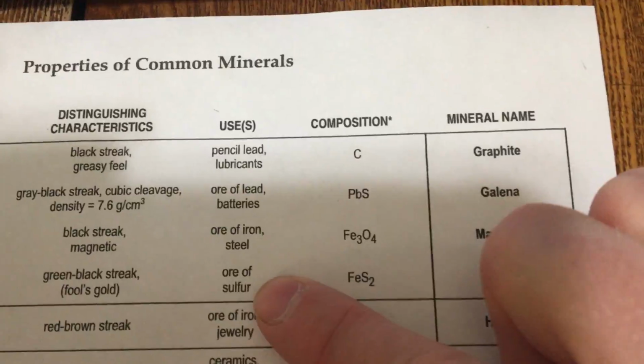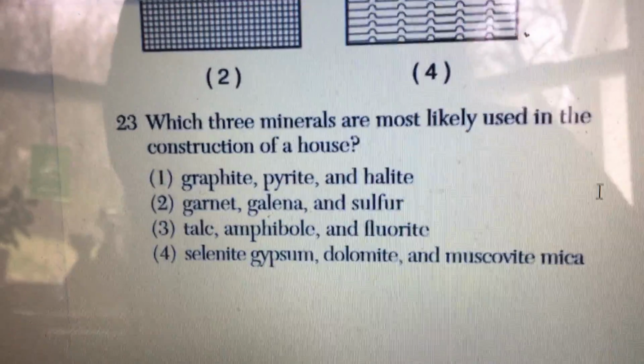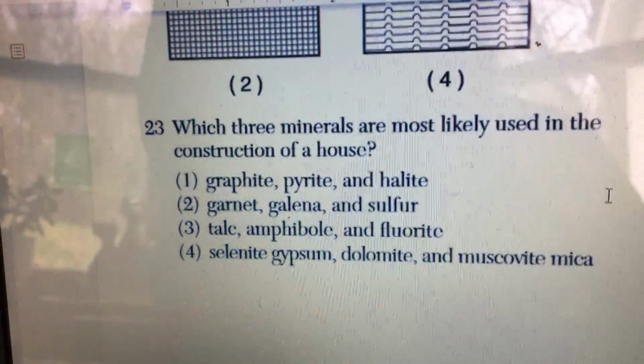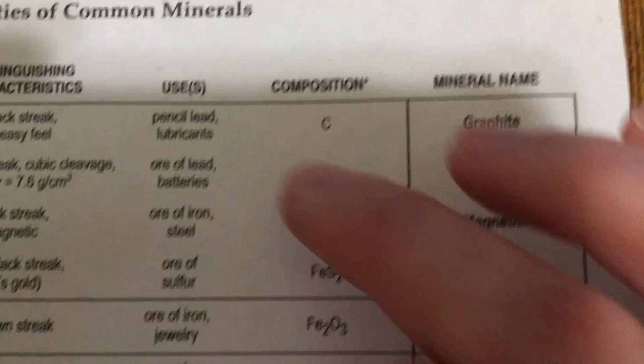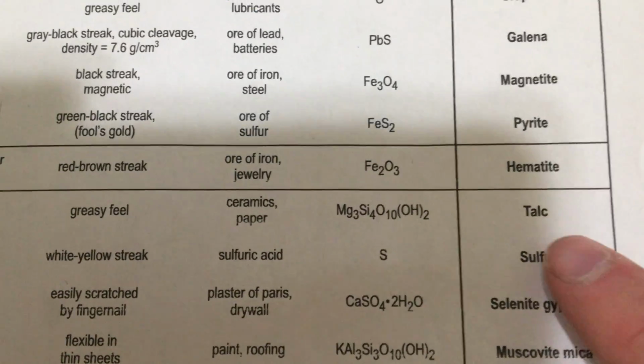Another choice within that one is ore of sulfur. So I'm not really liking number 1. Garnet, galena. I'm not really liking this one. Or galena, ore of lead, or batteries. So it's just kind of like, when we see it, it'll make sense.